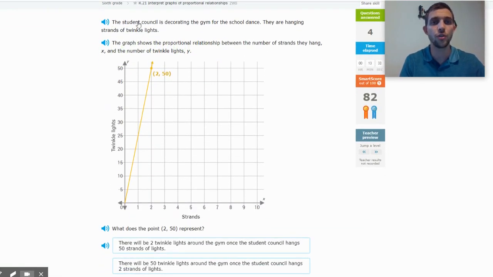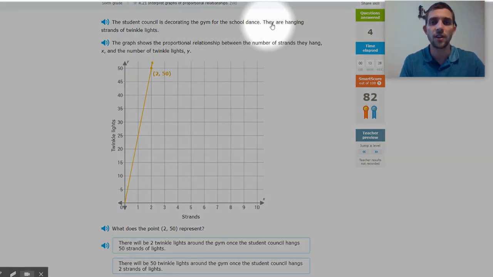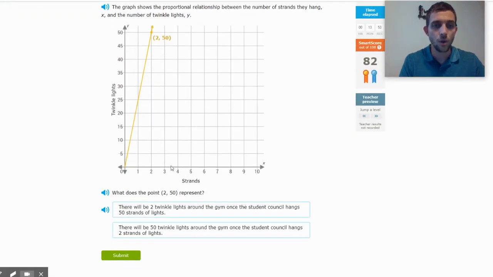In this one, it says the student council is decorating the gym for the school dance. They are hanging strands of twinkle lights. The graph shows the proportional relationship between the number of strands they hang, x, and the number of twinkle lights, y. So what does the point (2, 50) represent? So remember, our first point is the x. So 2 on the x-axis is 2 strands, corresponds with 50 twinkle lights. So there will be 2 strands corresponding with 50 twinkle lights.